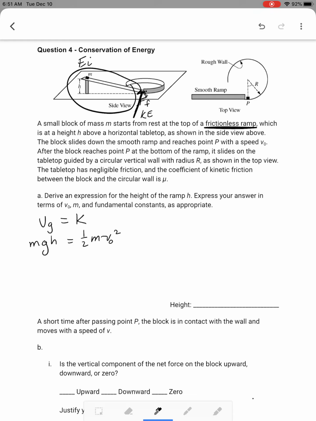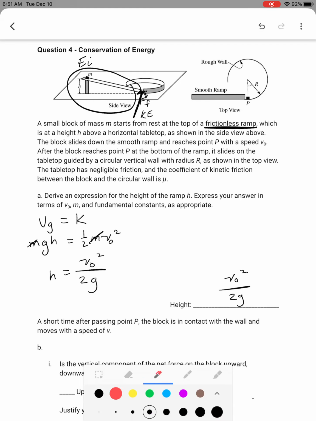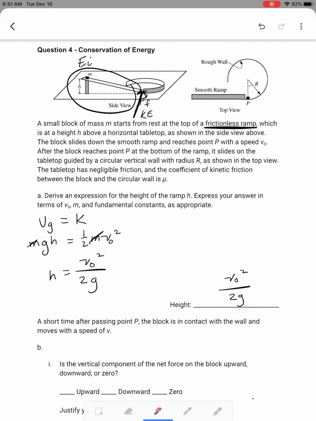What's nice here is that mass is going to cancel out. Oh, sorry, I'm solving for height, not v initial, my bad. So height is going to be equal to v initial squared divided by 2g, and that's my answer. You certainly could have done this with kinematics. However, we were just able to do this in 3 lines of work. Kinematics is going to be much more of a nightmare.